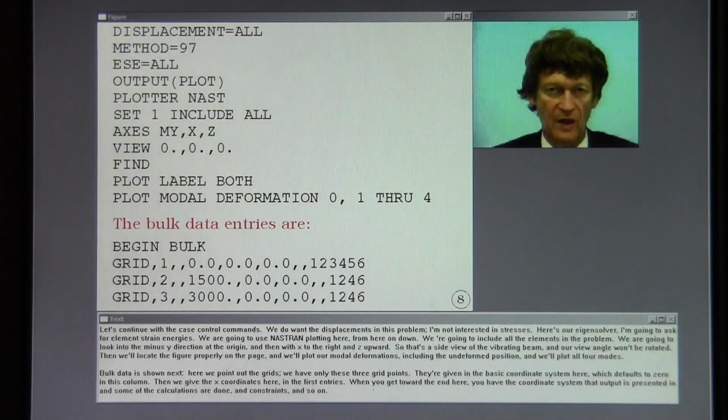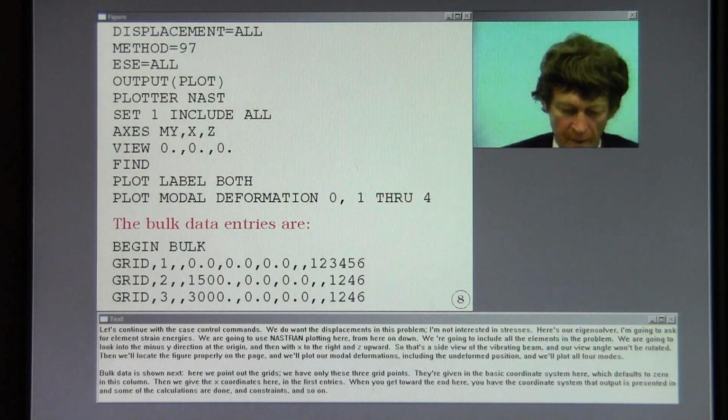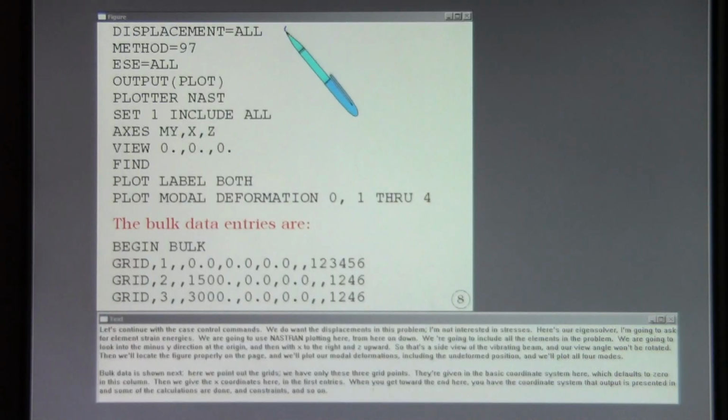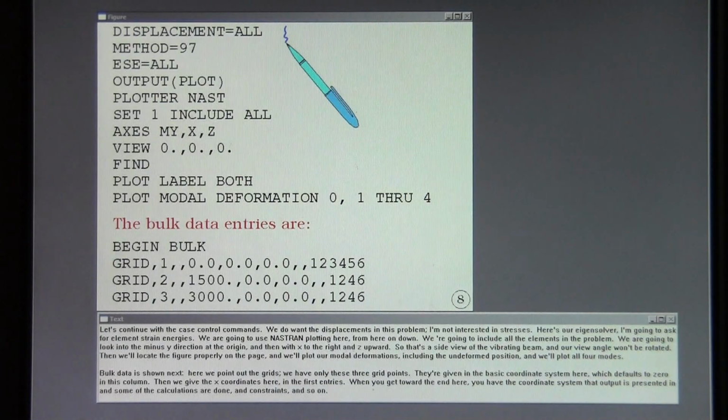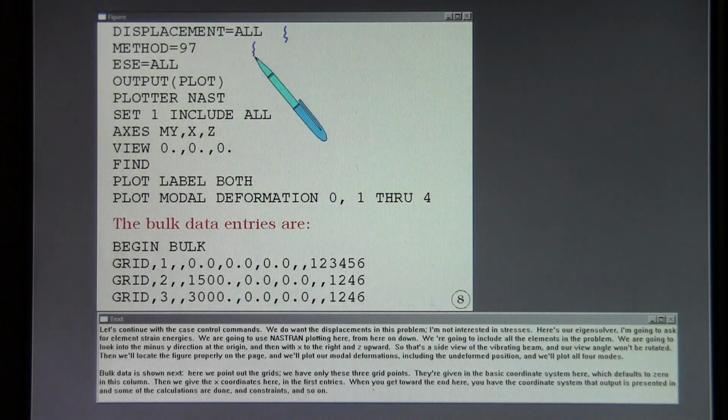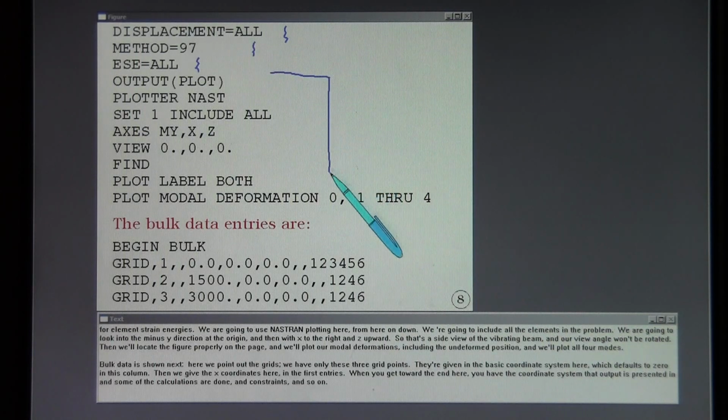Let's continue with the case control commands. We do want the displacements in this problem. I'm not interested in stresses. Here's our eigensolver. I'm going to ask for element strain energies. We're going to use Nastran plotting here, from here on down. We're going to include all of the elements in the problem.